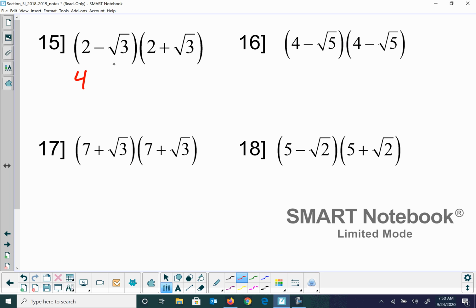The outside and the inside cancel each other out. You'd get 2 root 3 and negative 2 root 3. They'd cancel out. And then if you multiply the last, I'm going to get negative root 9, which is 3. So my answer here is 1.